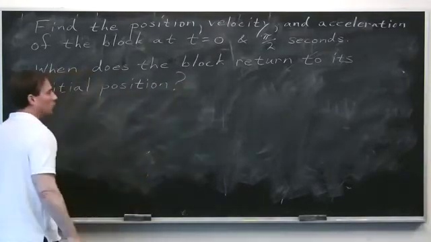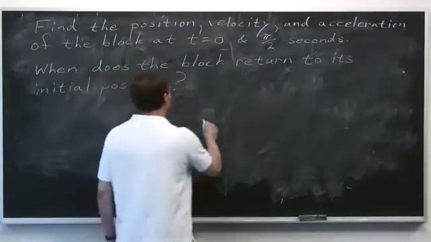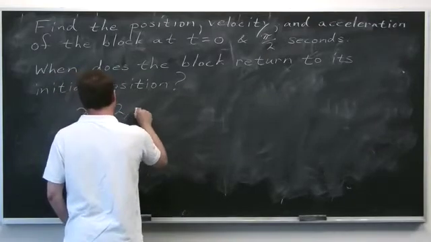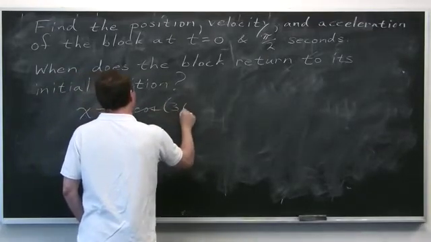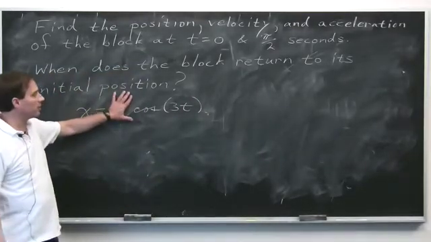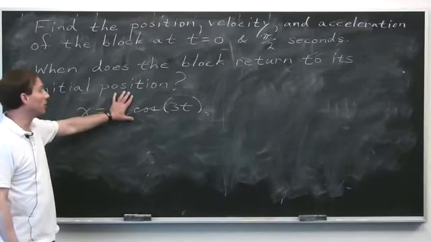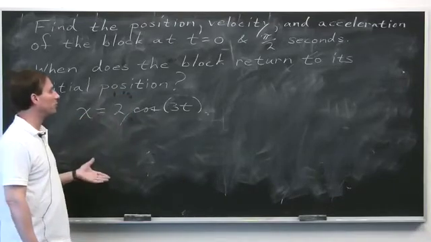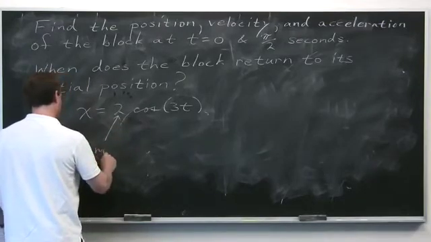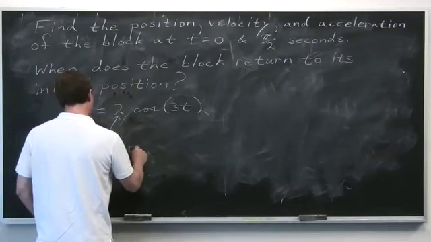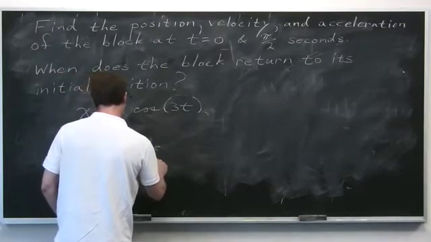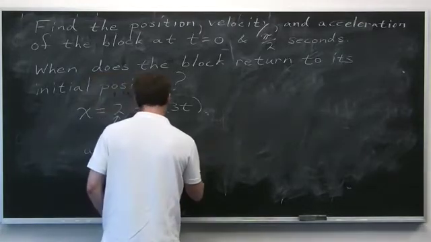All right, so let's look at all of these. So x is 2 cosine of 3t. You should look at this and understand some things immediately. Cosine is always between plus and minus 1. So 2 times that is always between plus or minus 2. We call this 2 the amplitude of the oscillation.